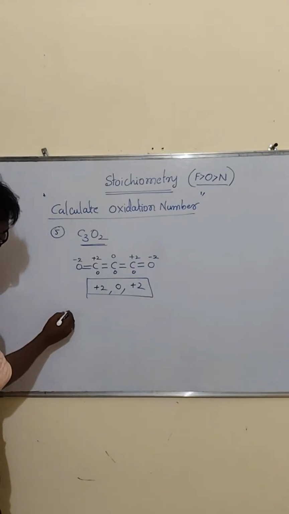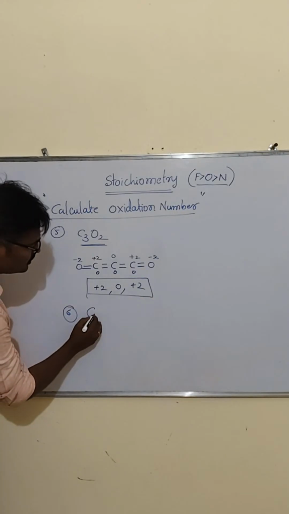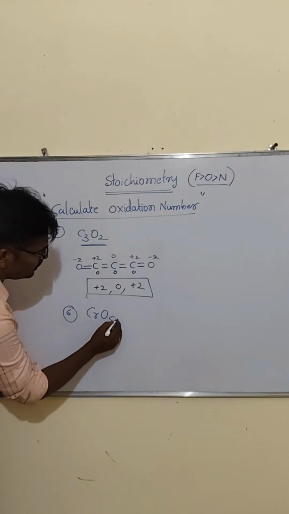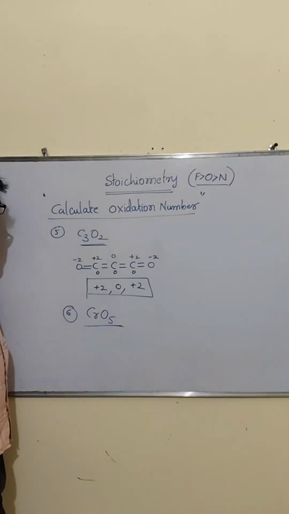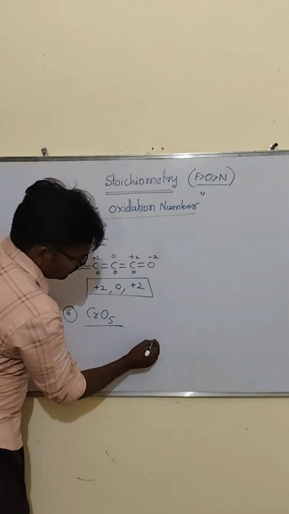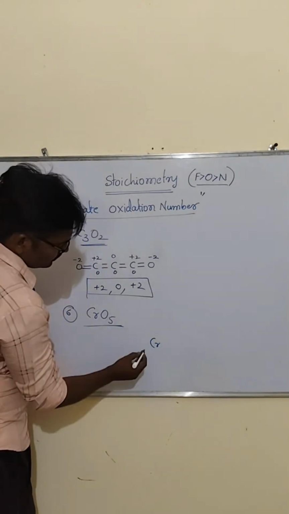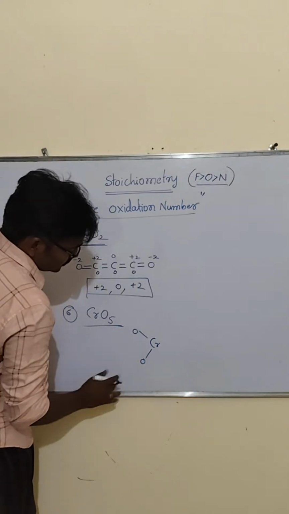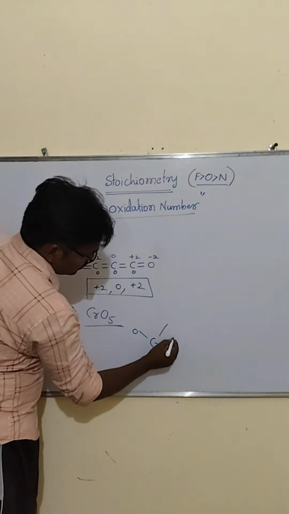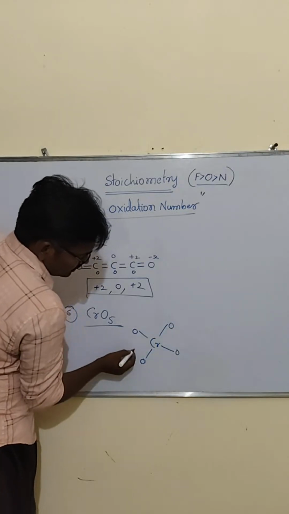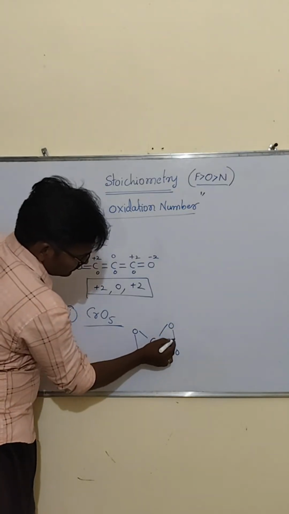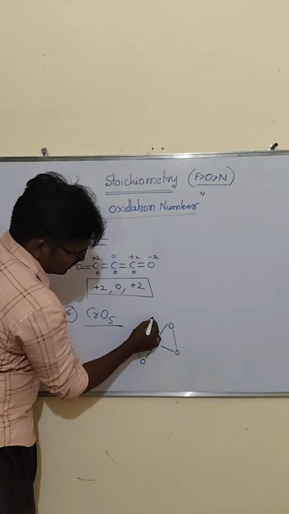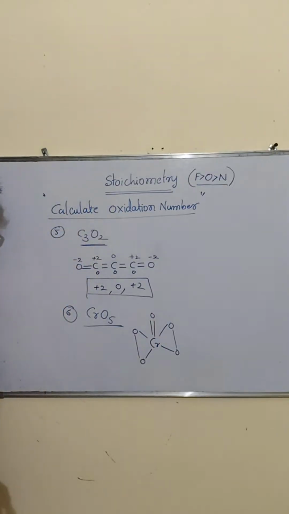Then one more important molecule, that is CrO5. It is very, very important. CrO5. Then the chromium original structure, if you take, we call it a butterfly structure. These look like wings, then one is the head. Like this will be present. This we call the butterfly structure.